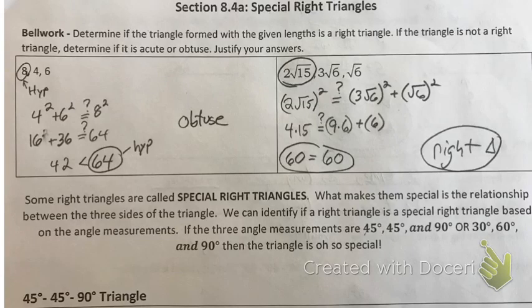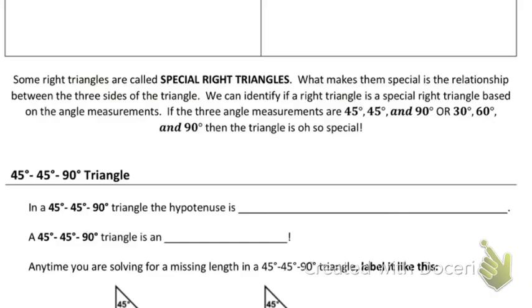Special right triangles. There are only two special ones, well, there are more, but we're focusing on two today: the 45-45-90 and the 30-60-90 degree triangles. They're really special because they preserve a ratio between all of the sides. Each side has a specific ratio to the other side.